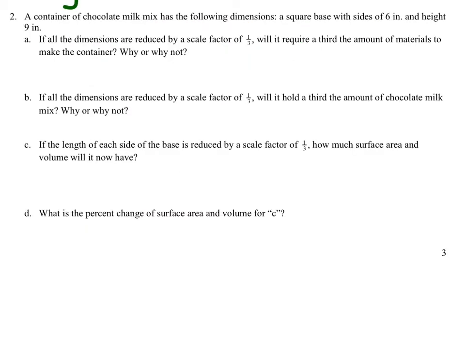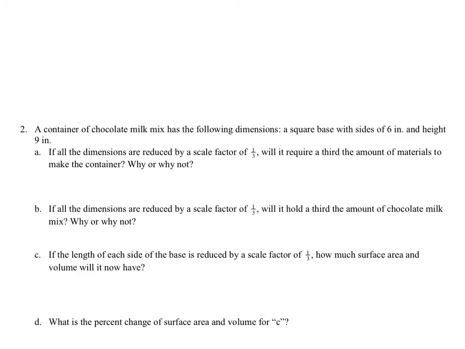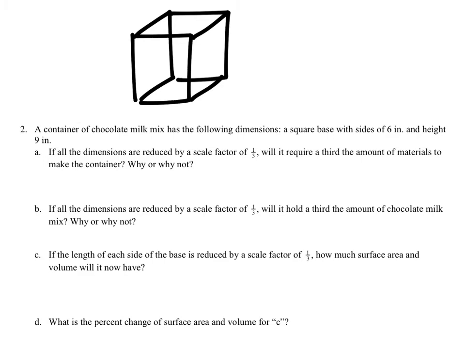A container of chocolate milk has the following dimensions: a square base with side lengths of 6 inches and a height of 9 inches. Alright, so I just want some space to draw this. So we have a square base with side lengths of 6 inches and a height of 9 inches. That looks like it would make some square bases for us. Let's go ahead and label these: 6 inches, 6 inches, and then 9 inches as the height.